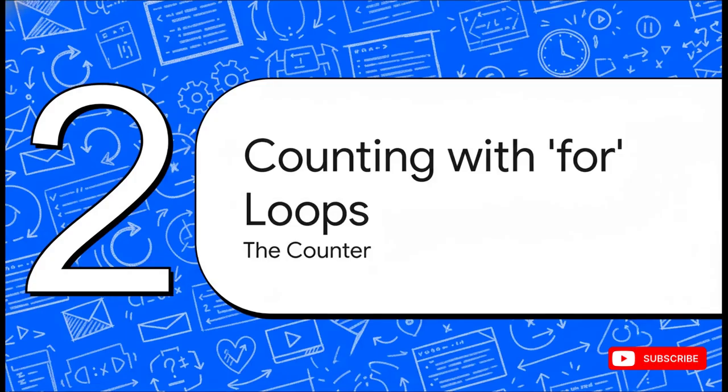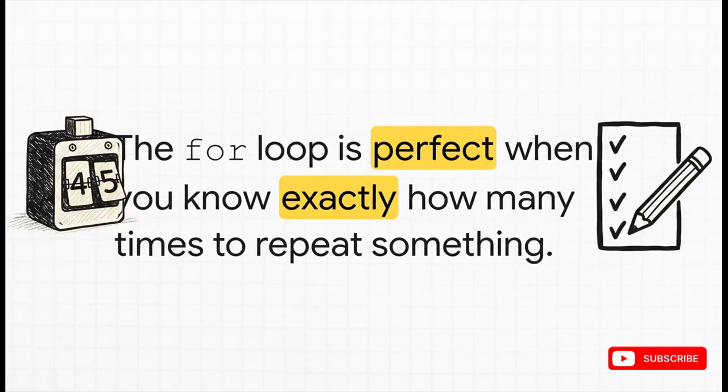Okay, first up, we have the absolute workhorse of Java loops, the for loop. I call this one the counter, for a really simple reason. It's your best friend when you know exactly how many times you need to do something. So think about it. If you need a task to run precisely 5 times, or 1,000 times, or whatever specific number, the for loop is what you're going to reach for. It's just so compact, it's clear, and honestly, it's probably the most common loop you'll ever run into.